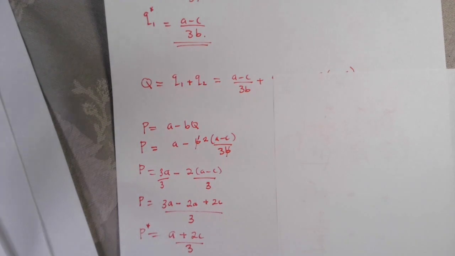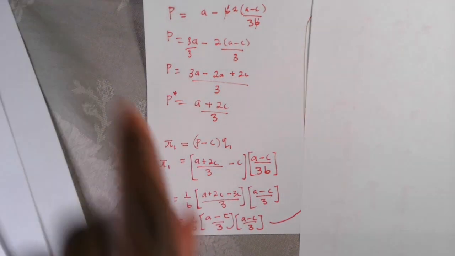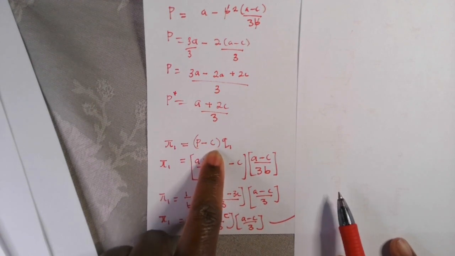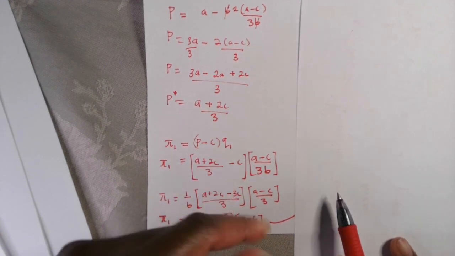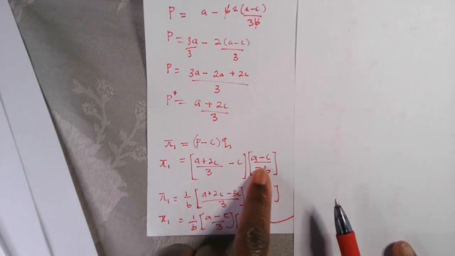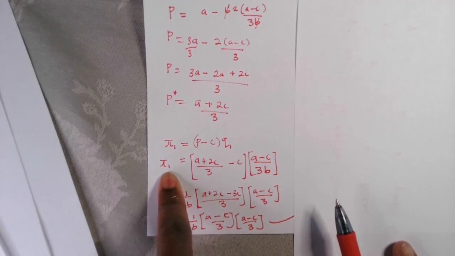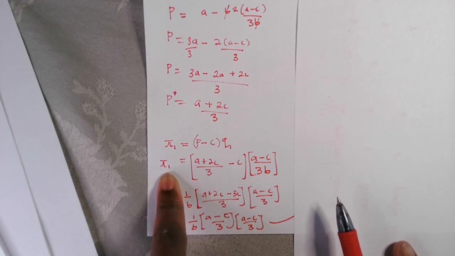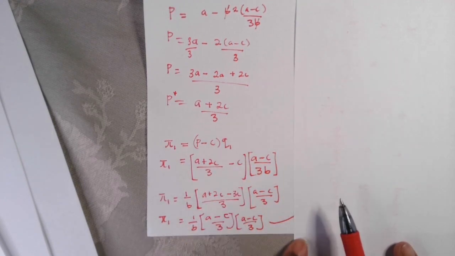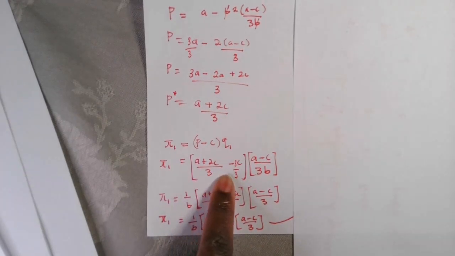From here, I'm ready to get my optimal profit. Optimal profit will be price minus c, the marginal cost, times q1. So I'm just plugging things in now. I plug in my optimal price minus c times the optimal Cournot quantity for firm 1. Really, this is just the optimal profit for firm 1. From here, I make a common denominator for c by multiplying and dividing by 3. Do you see that?